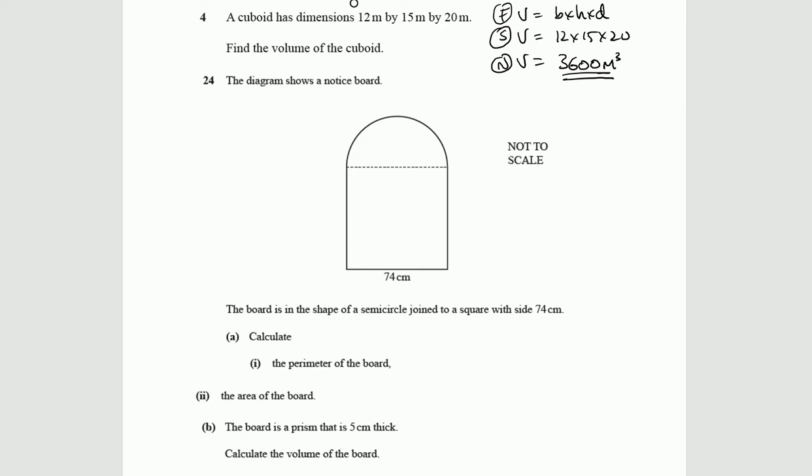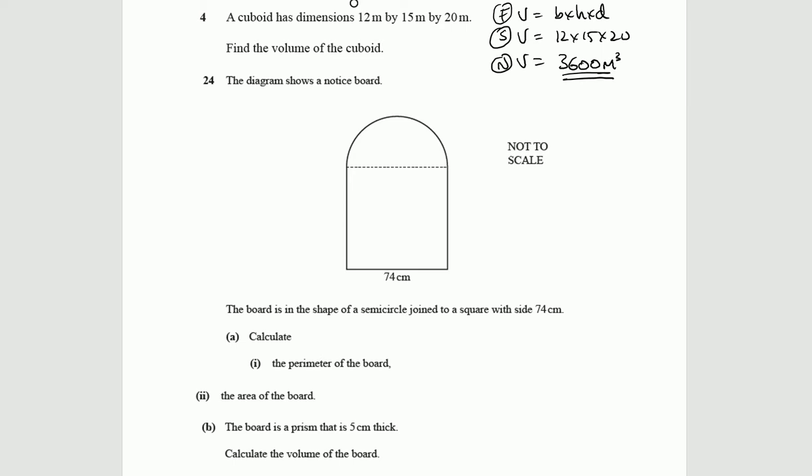This diagram shows a notice board. It is in the shape of a semicircle joined to a square, and the square has a side of 74. I want to calculate the perimeter and area of the board, and then the volume of it if it has a bit of depth. Before we can do any of this, we need to think about this semicircle.